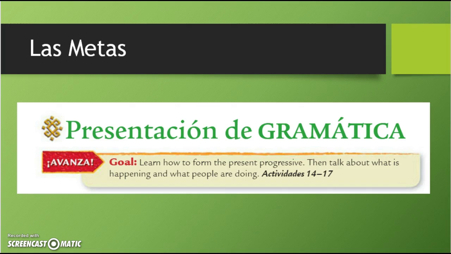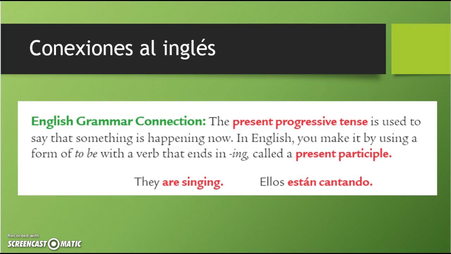Again, this is something that we are very familiar with. It's that ing form in English, like right now, I am talking. So again, our main goal is to use this tense to talk about what is happening and what people are doing in this particular moment. Conexiones al inglés. Again, the present progressive tense is something that we use in English to say what's happening now.